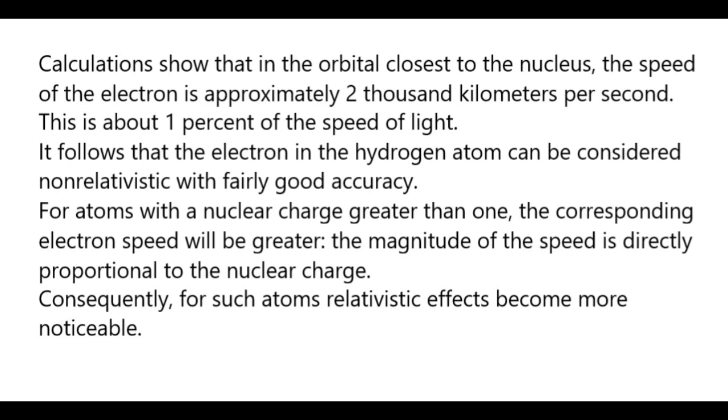Calculations show that in the orbital closest to the nucleus, the speed of the electron is approximately 2,000 kilometers per second. This is about 1% of the speed of light. It follows that the electron in the hydrogen atom can be considered non-relativistic with fairly good accuracy. For atoms with a nuclear charge greater than 1, the corresponding electron speed will be greater. The magnitude of the speed is directly proportional to the nuclear charge. Consequently, for such atoms, relativistic effects become more noticeable.